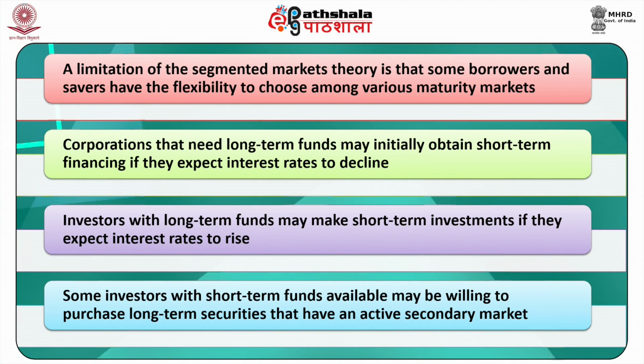A limitation of the segmented markets theory is that some borrowers and savers have the flexibility to choose amongst various maturity markets. Corporations that need long-term funds may initially obtain short-term financing if they expect interest rate to decline. Investors with the long-term funds may make short-term investment if they expect interest rate to rise. Some investors with the short-term funds available may be willing to purchase long-term securities that have an active secondary market. Some financial institutions focus on a particular maturity market, but others are more flexible.